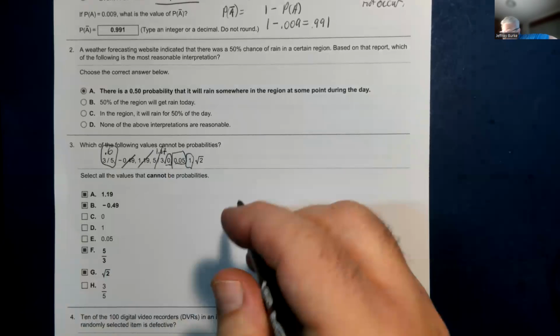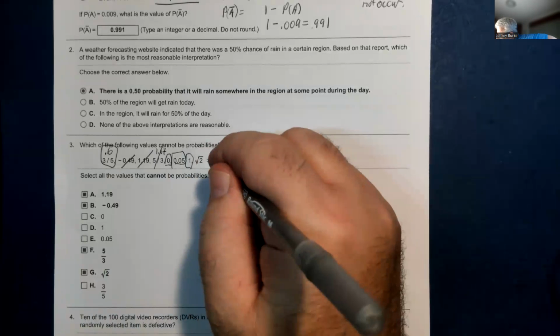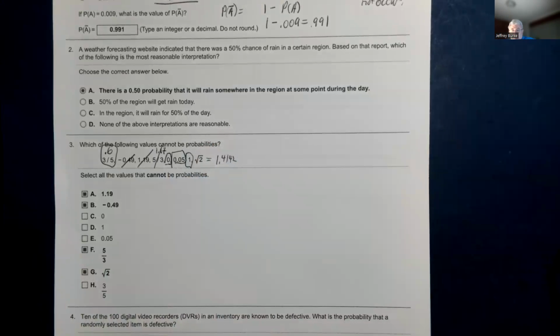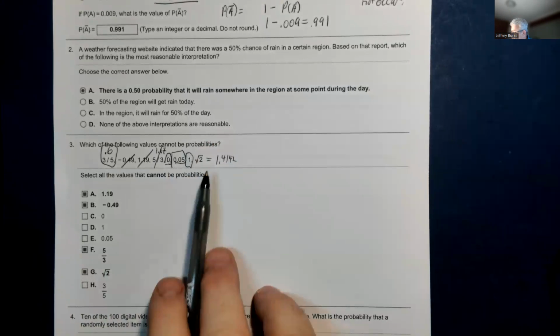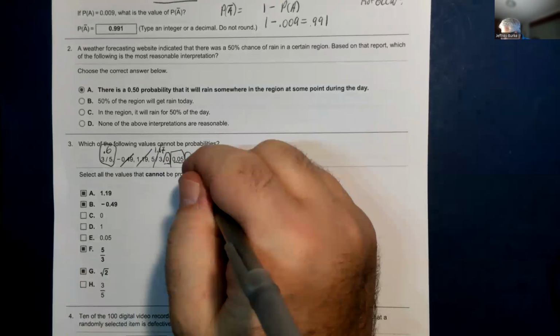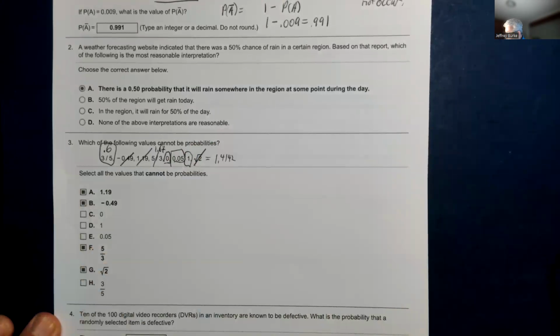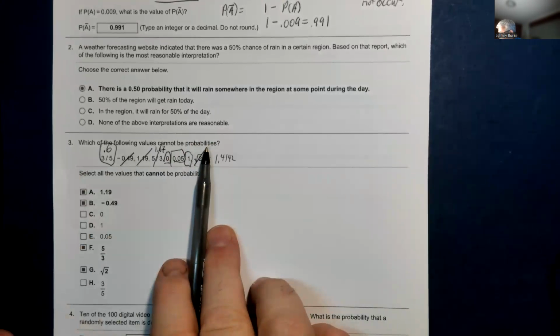Now, radical 2, if you work that out, radical 2 works out to be about 1.4142. That's my recollection. Don't matter what's after that because we know it's going to be greater than 1. So radical 2 is out. Now, it's asking which one of these, I should have done this backwards. It says which of these cannot be probabilities.